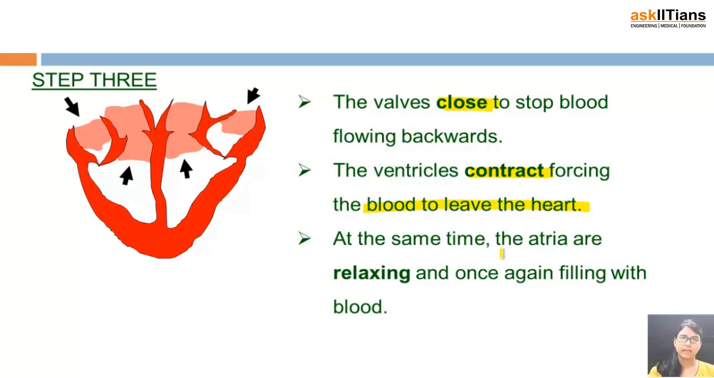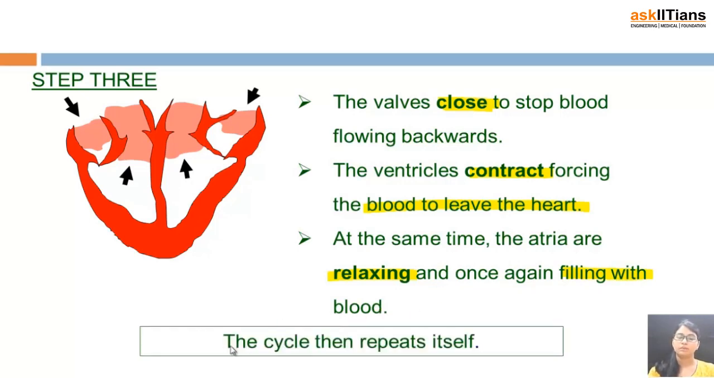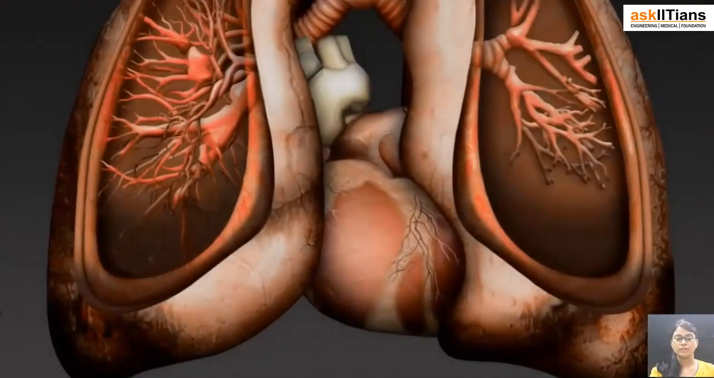The ventricles contract and they force the blood to leave the heart. At the same time, the atria are relaxing, because the ventricles are working, so it's obvious that the atria will be relaxing. And during the time of relaxation, they are again filling with blood. So this cycle will again repeat itself. Now just try to understand this cycle with another representation. Have a look at this video.